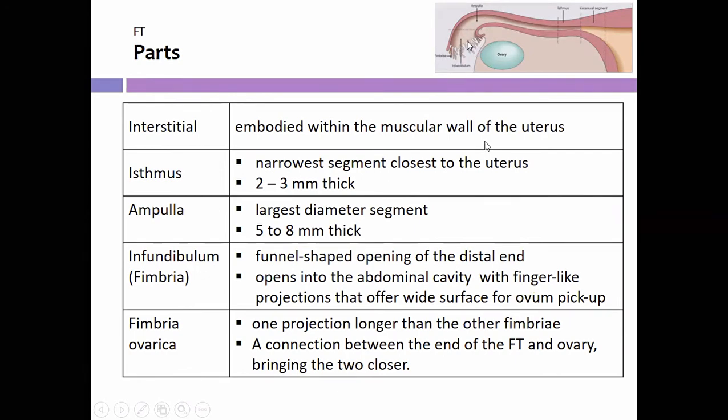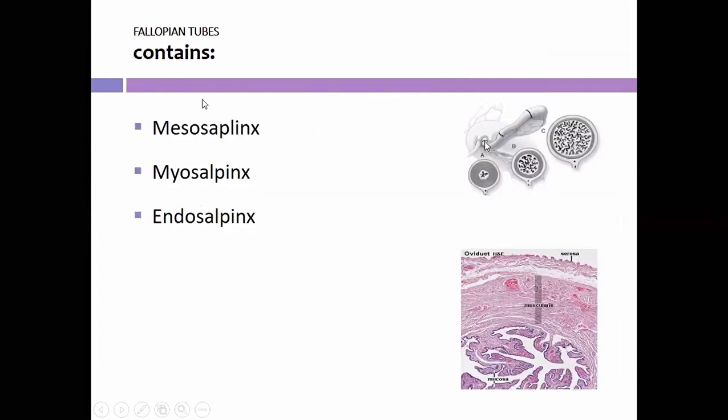Now, one of these fimbria, or the finger-like projections, is actually longer than the others, which we call the fimbria ovarica, because it will tend to catch the ovum released from the ovary. Now, the fallopian tube has different component layers.